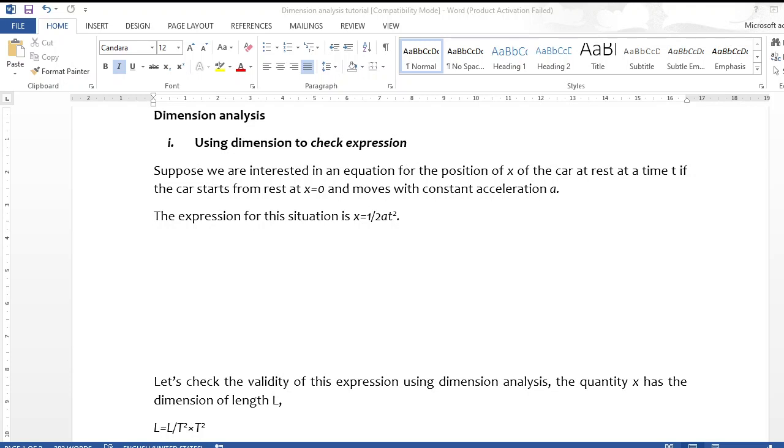Suppose you want to find whether this kind of equation is correct or not, but now using dimensional analysis. We are given that the position x of a car at a time t, if the car starts from rest at x equals 0 and moves with a constant acceleration a, is given as x, which is distance, equals half a t squared. That's the equation which we are given.